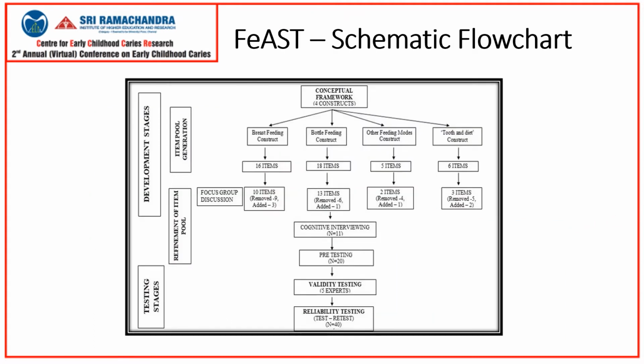So this summarizes the schematic representation of the FeAST scale: the initial conceptual framework, the breastfeeding, bottle feeding, other modes, and diet constructs, initial item pools, and the refinement during the focus group discussion, cognitive interviewing, pre-testing, and finally validity and reliability testing.